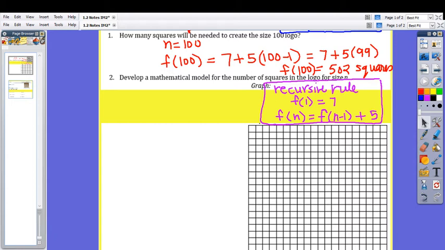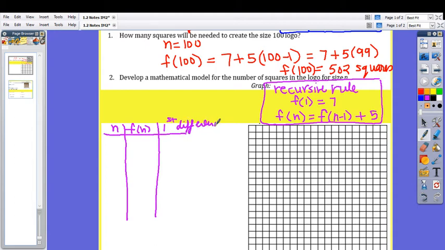So let's also do this with a table. Let's draw this. We will need a column for n, then another column for f of n, and then let's find out its first difference. We will see if the first difference doesn't make sense, then we will find out the second difference. So let's see what happens.